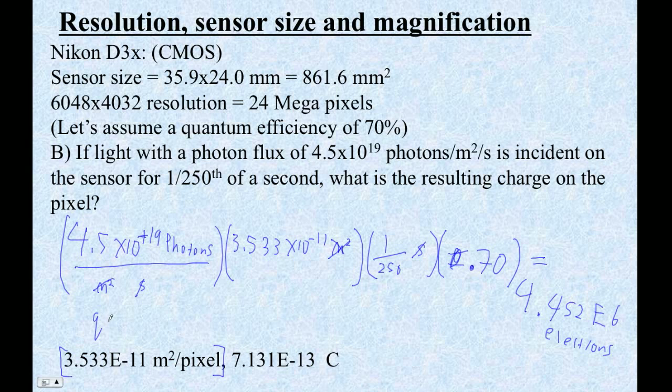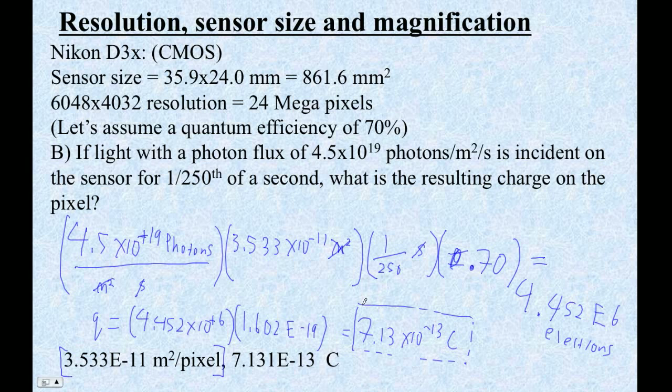Okay, now my charge is going to be, what's it going to be? It's going to be that number I just got, 4.452, it's on my calculator, right? 10 to the positive 6. I've been doing that all night, okay. Times 1.602 E minus 19, right? And that is 7.13 times 10 to the minus 13th coulombs. Yay, thank heavens.